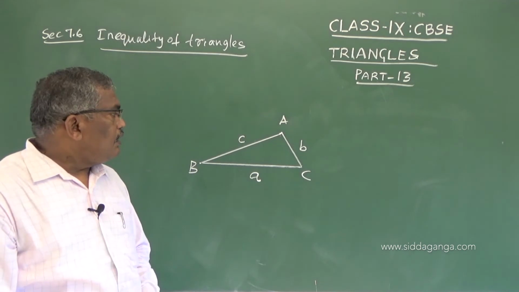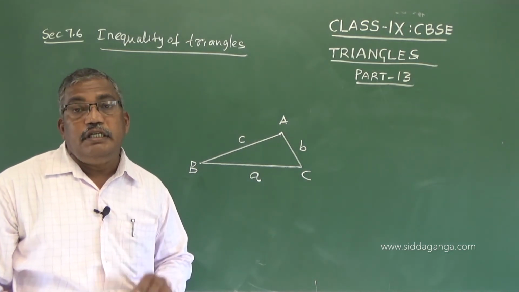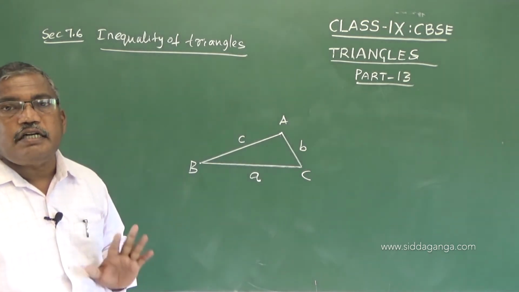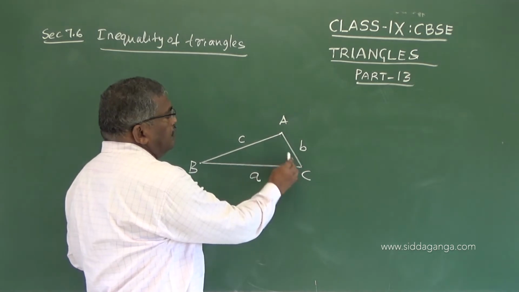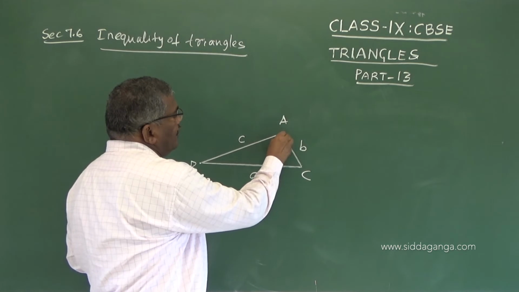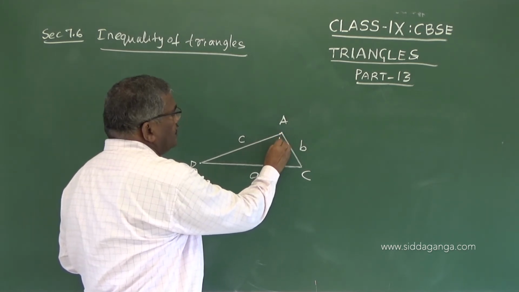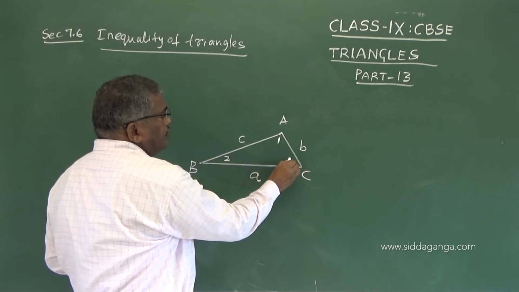Now, the inequality theorem says that the angle opposite to the largest side is the greatest in any triangle. So here the largest side is BC, therefore angle A, for convenience I will label the angles 1, 2, 3, let us say.